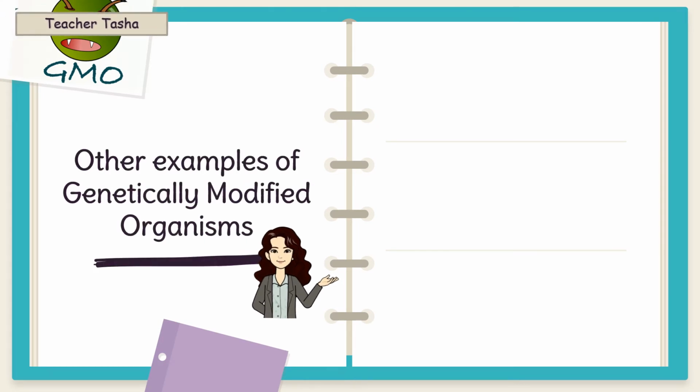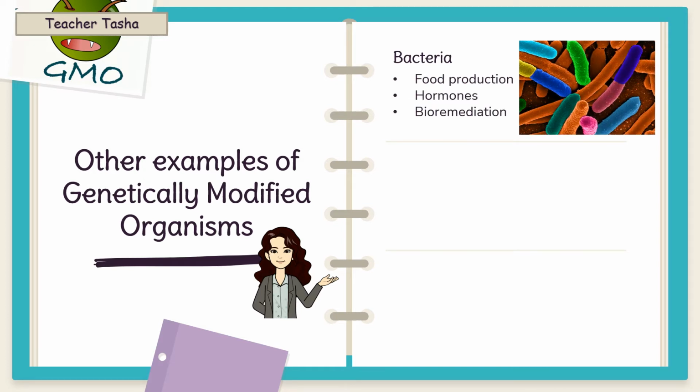So there are other examples of genetically modified organisms. Okay, so we have here bacteria. Bacteria are actually organisms that can be used to produce enzymes, amino acids, flavorings, and other compounds used in food production. These bacteria are modified to produce hormones such as growth hormone and also insulin. Other uses include bioremediation, where bacteria are used to convert pollutants into a less toxic form.